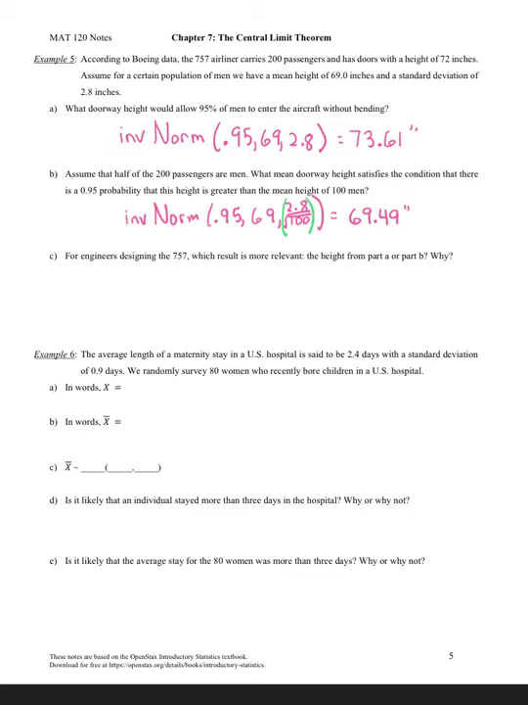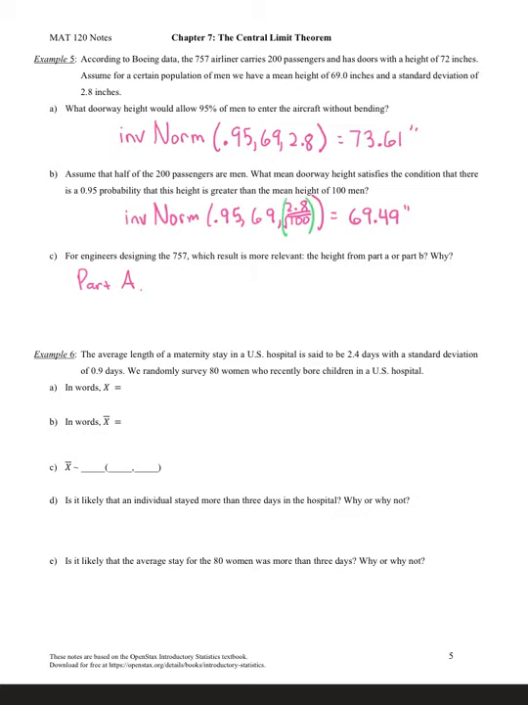And letter C asks us, for the engineers designing this aircraft, which result is more relevant, the one in part A or the one in part B? And the answer would be part A. And why? When designing the doorway heights, we need to incorporate as much variability as possible in order to accommodate as many passengers as possible. And the results in part A do just that.